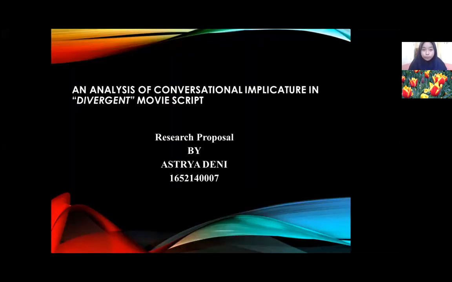An analysis of conversational implicature in the Divergent movie script. The movie is based on the novel by Veronica Roth with the same title, Divergent. It is a 2014 American science fiction action movie directed by Neil Burger, and it stars Kate Winslet, Shailene Woodley, Theo James, and Ashley Judd.